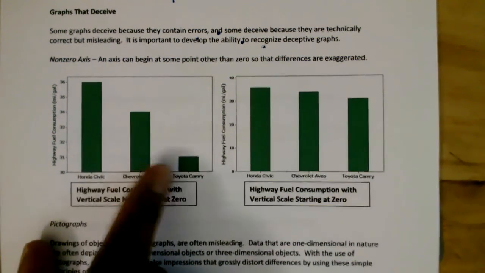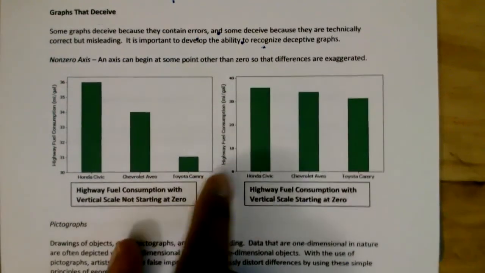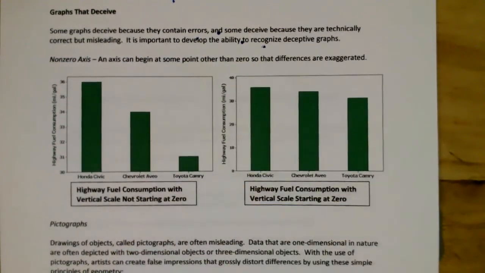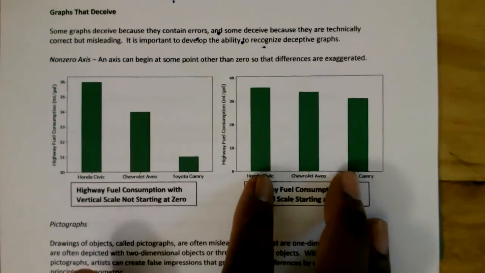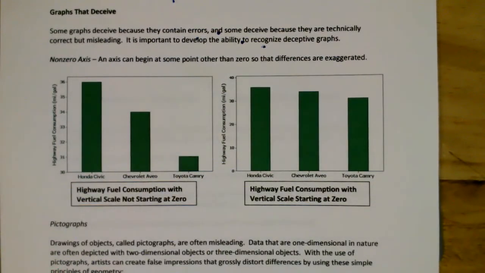So if you look at the one on the left, you'll see they started the vertical axis at 30. So here, this graph looks deceiving. But if you start at 0, then this graph does make sense. By the way, this is the highway fuel consumption with the vertical scale starting at 0. Okay. This would be the correct way of doing it. The incorrect way is the one on the left, because people are going to think that for a Honda Civic, you get more highway fuel consumption than the Chevrolet Aveo and the Toyota Camry.